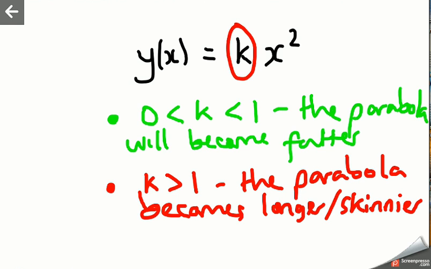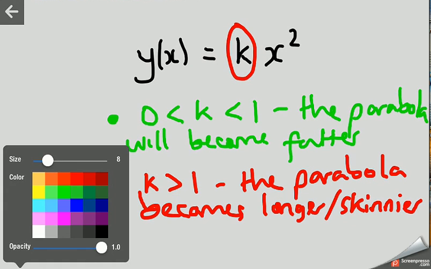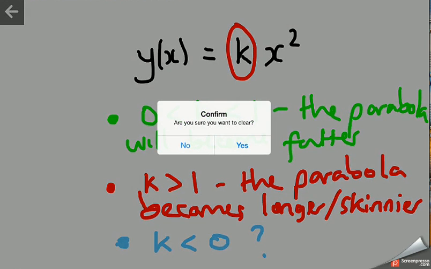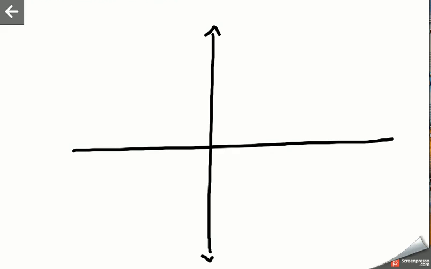There's one more case, though, that we didn't really consider. What is that case? k negative, so k less than 0. What do you think is going to happen if k is less than 0? Well, let's actually find out. Let's do one. So, before I do anything, I'm going to draw the parabola.